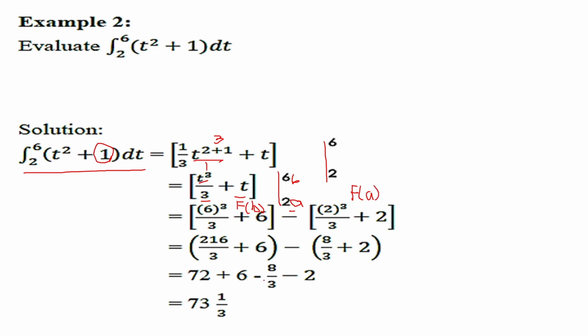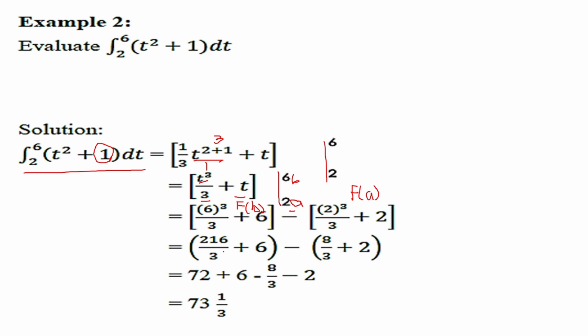So in minus, you will just substitute the value of 2: 2 cubed over 3 plus 2. So therefore, as you substitute this one, 6 cubed is 216 over 3 plus 6, minus 2 cubed is 8 over 3 plus 2.